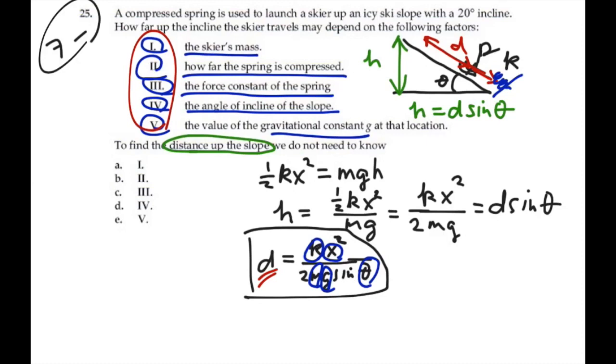So there's no answer for us to choose here. There's no thing that we don't need to know. We need to know all 5 of these things, and hence there's no answer that we can choose here.